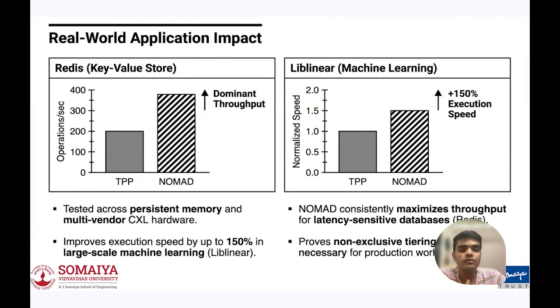Now, talking about real world applications, the results hold on production workloads. On Redis, Nomad delivers a dominant throughput improvement over TPP under memory pressure. On liblinear, execution speed improves by 150%. Importantly, the evaluation covers both persistent memory and multi-vendor CXL hardware, so these aren't artifacts of a specific platform. The gains are consistent across the hardware landscape that tiered memory systems are actually being deployed on.